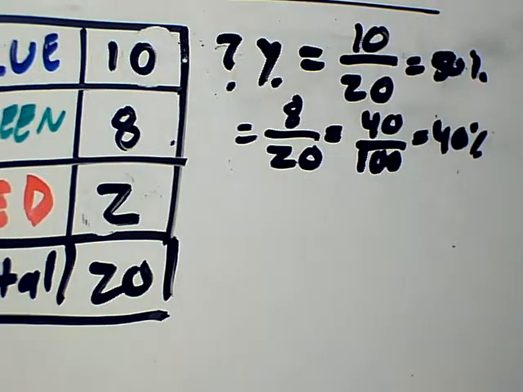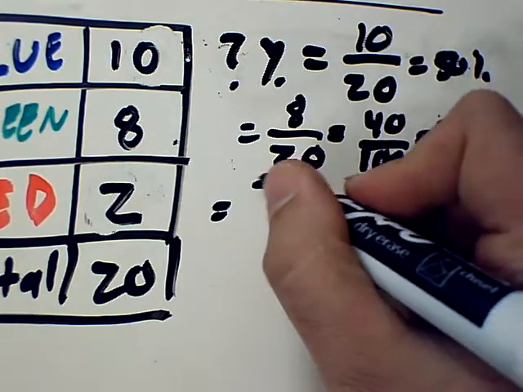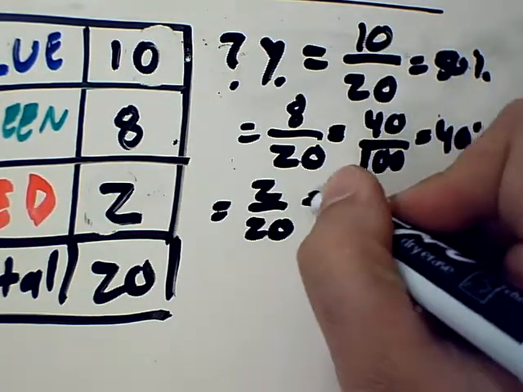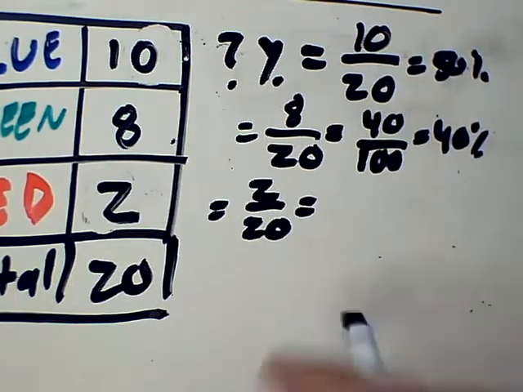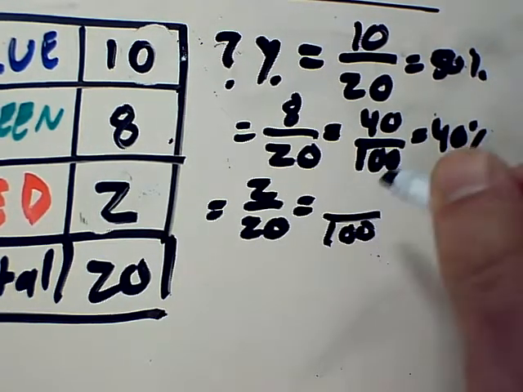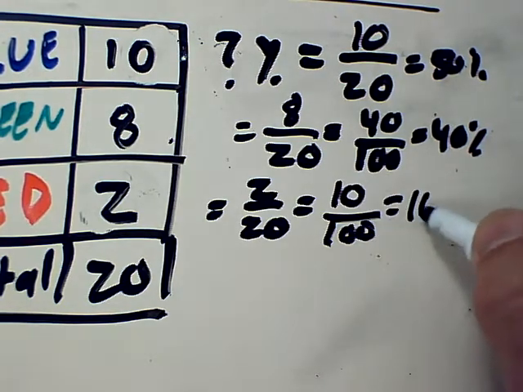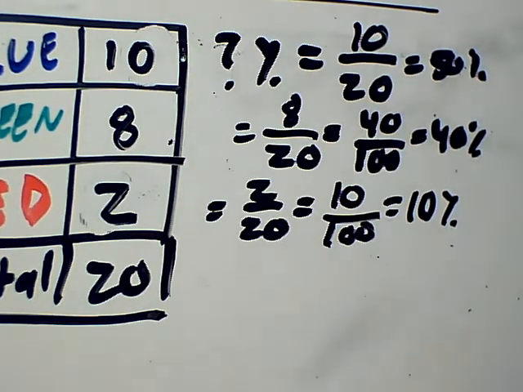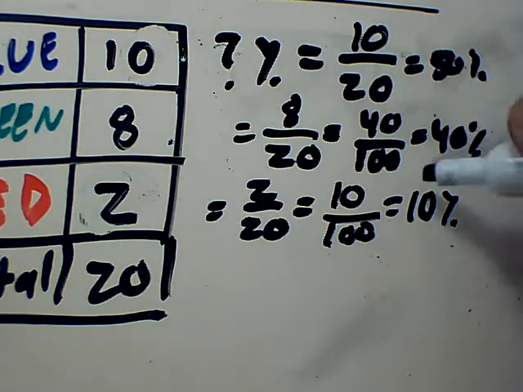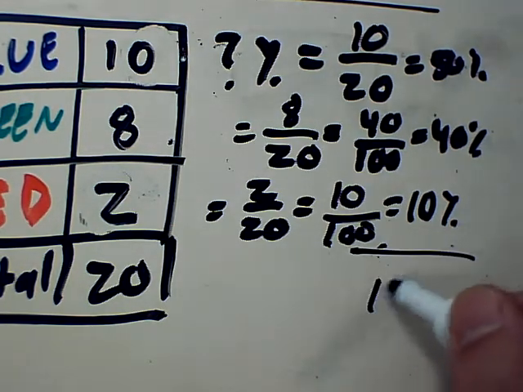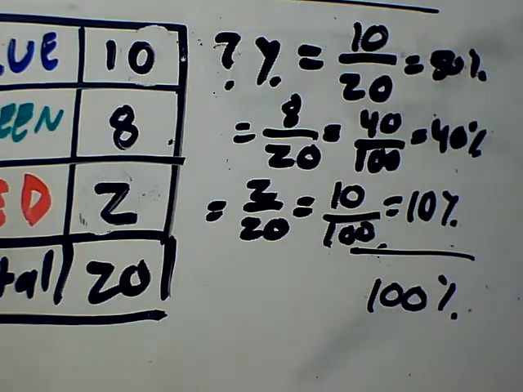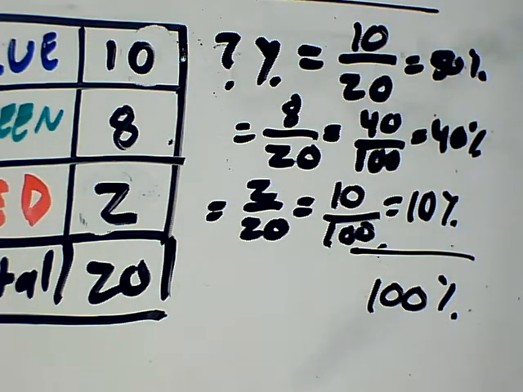Let's say I wanted to find how many prefer the color red. I would again set that over 20. That would be the same thing as saying over 100 times 5. 2 times 5 is 10. So it gives me 10% of the population surveyed prefer the color red. And if you notice, 50 plus 40 plus 10 does give me 100%. That means everybody was surveyed and everybody counts. So that is one thing we can do with that.